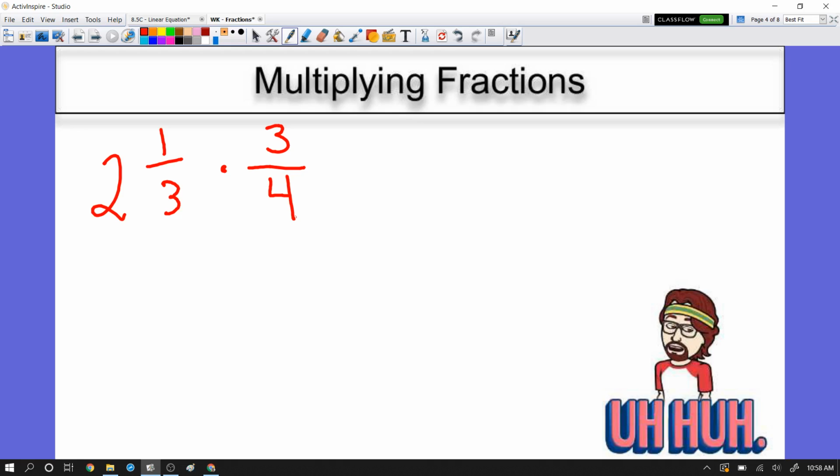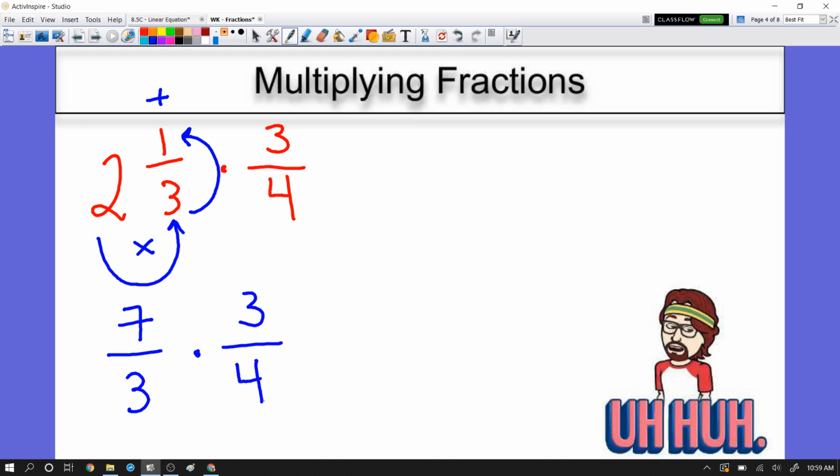What we did before was a mixed number times a whole number. So we know that we can't do anything with this yet. We have to convert it: 2 times 3 is 6, plus 1 is 7. Keep your bottom number, which is 3, also called your denominator. Bring down your 3/4. That one's ready to go. Then next, multiply across the top, across the bottom. 7 times 3 is 21. 3 times 4 is 12. Okay?